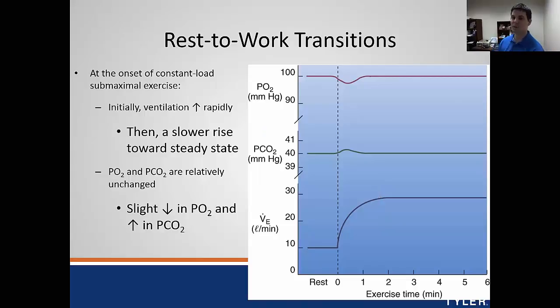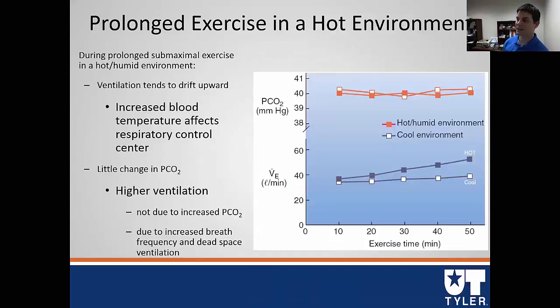Since we're in Texas, I figured we would talk very briefly about prolonged exercise in the heat. Again, here we're looking at PCO2 and ventilation. We don't show PO2 because it will reflect almost exactly the same pattern as PCO2, just in the opposite way, like we saw in the previous figure. So during prolonged submaximal exercise in a hot and humid environment, we can see that there's little change in PCO2 between the cool environment here in the white and the hot in the filled in, right? However, we can see down here that our ventilation is actually different.